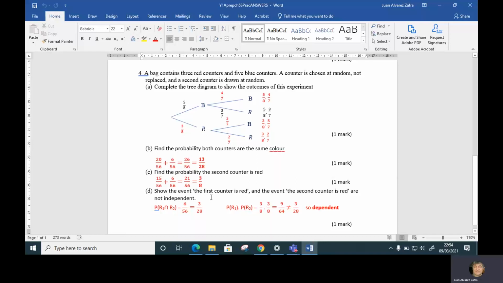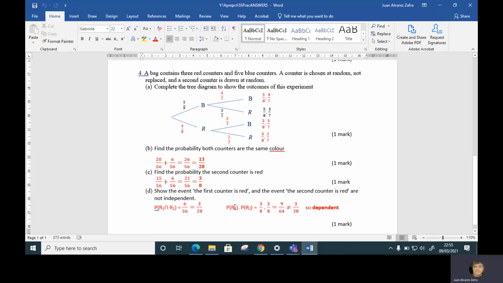Show the event the first counter is red and the event the second counter is red are not independent. Well, the probability the first counter is red and the second counter is red is 3/8 times 2/7, which is 6/56 or 3/28. The probability the first one is red, we know is 3/8, and the probability the second one is red, we worked out from part C, is 3/8. If we multiply those together, we get 9/64, and that's not the same as 3/28. So these two events are not independent, they are dependent.